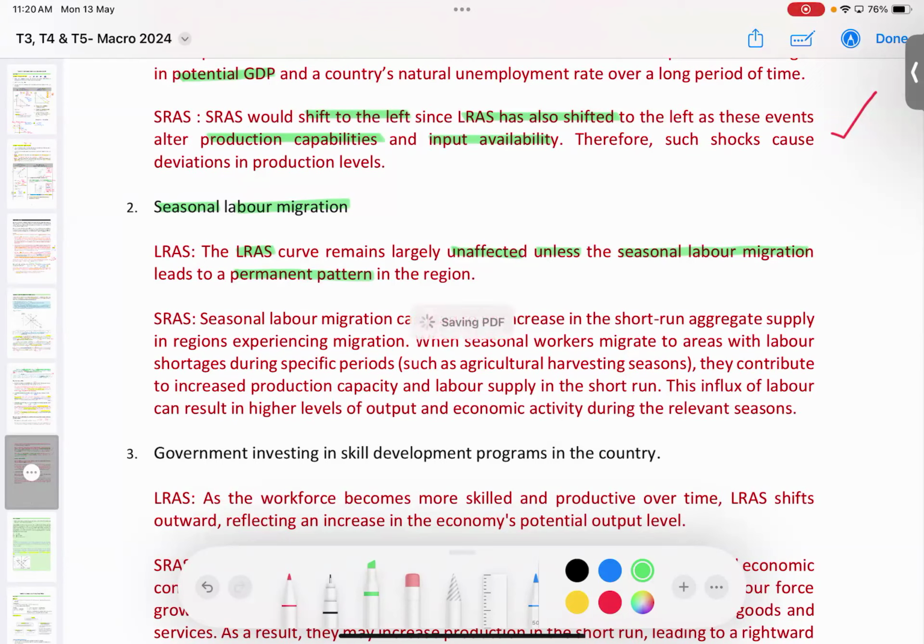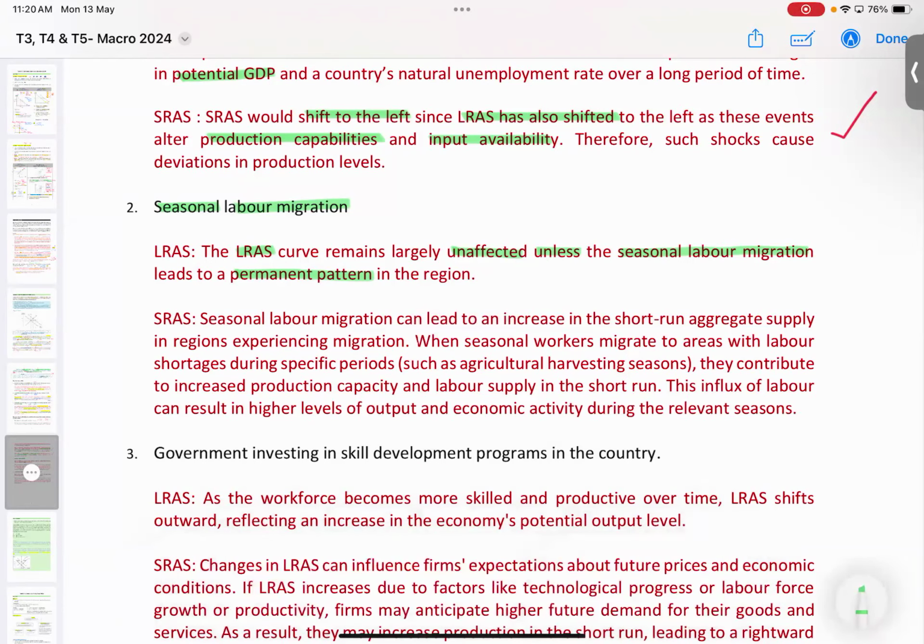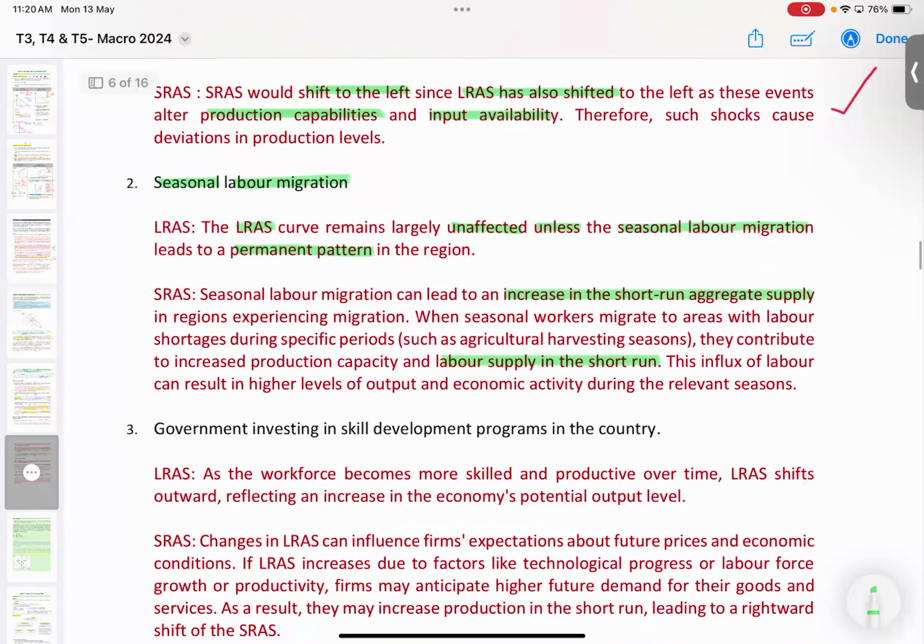So you can see that it will lead to an increase in the short run aggregate supply in the region experiencing the migration. When seasonal workers migrate to areas with labor shortages during specific periods, they contribute to increased production capacity and labor supply in the short run. So the influx of labor can result in higher levels of output during the season.